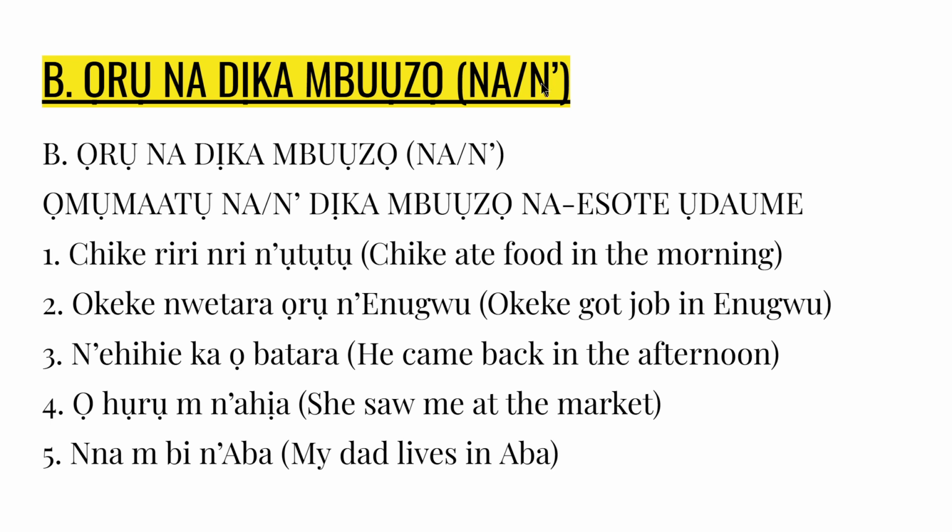I will explain it again. Any place na is functioning as a preposition, that is, it is telling you the time something happened or the time the thing will happen, or location, and then immediately you say na, and the word following that na begins with a vowel, you will remove the a and replace it with an apostrophe. Are we following? So let me explain it in Igbo.